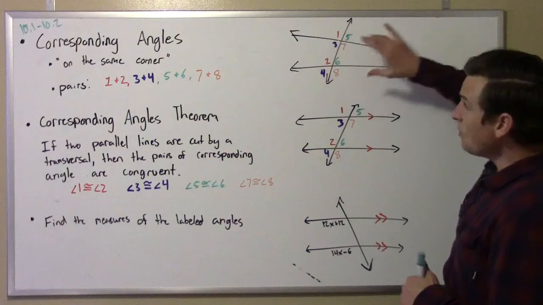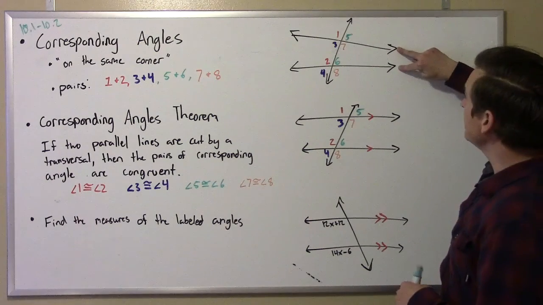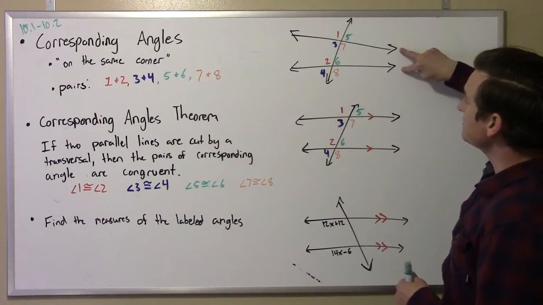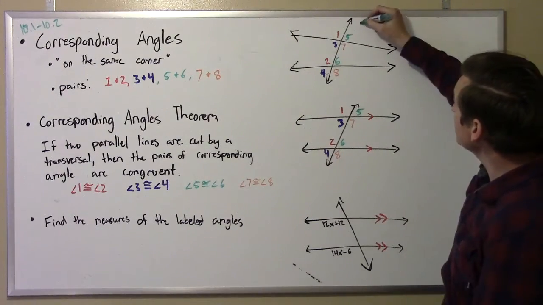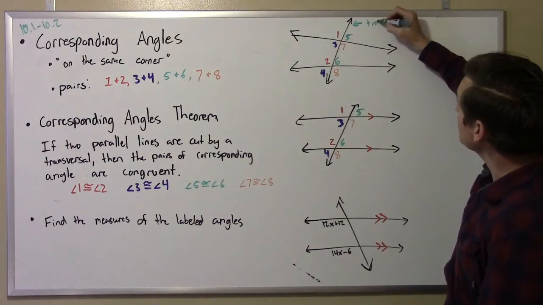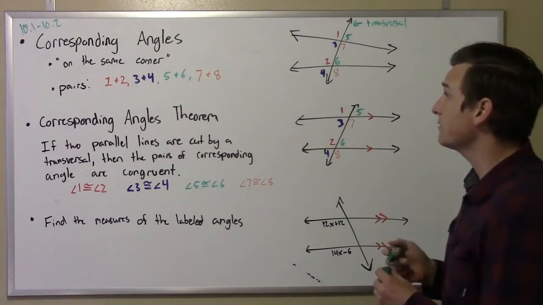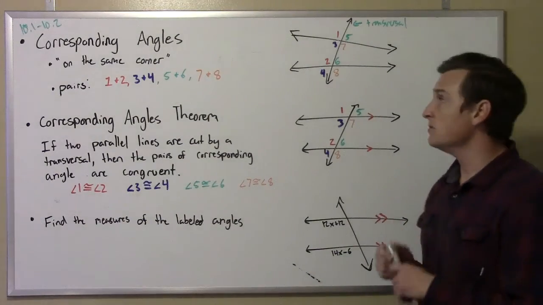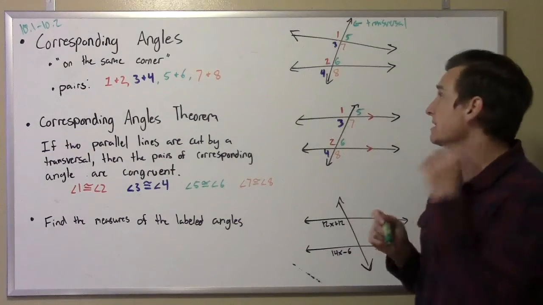So what we've got here is 2 lines. They're not parallel, but they go in the same direction. And then we have another line cutting through them. This line that cuts through the other 2 is called a transversal. It cuts them in half. So corresponding angles represent the angles that are on the same corners, basically.